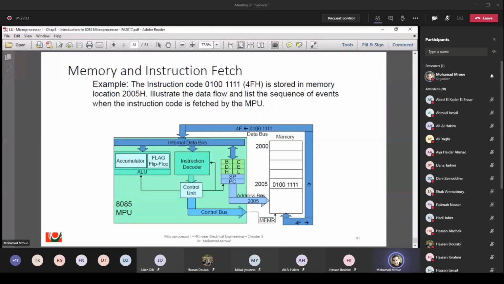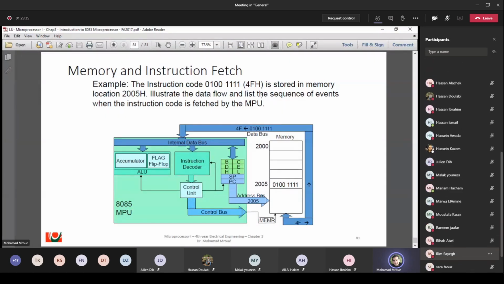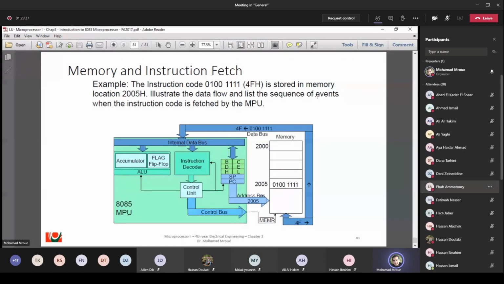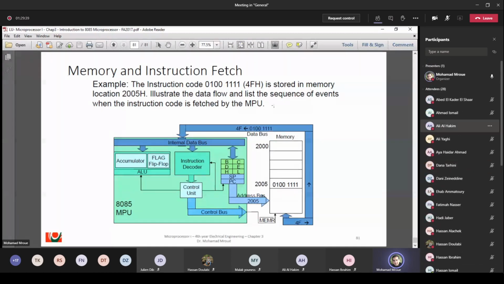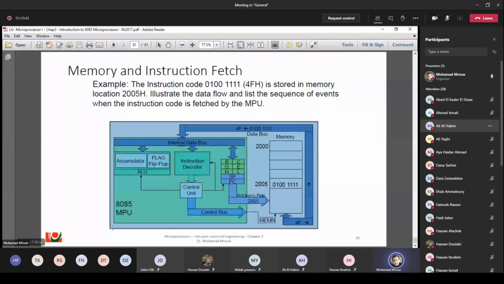One 0 0 1 1 1 1. So this instruction is stored in memory location, let's say 2005. And the question here is to illustrate the data flow and list the sequence of events when the instruction code is fetched by the microprocessor unit. Okay. To explain, because later I will come back to this example in detail and we will see what the timing flow will be.